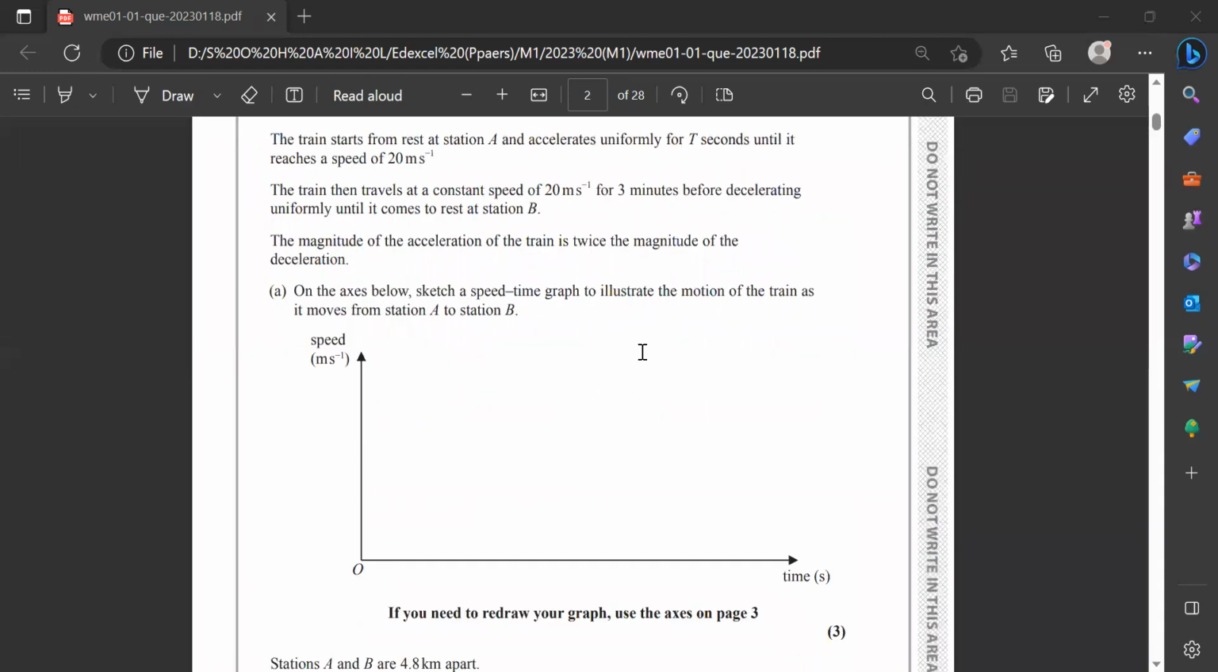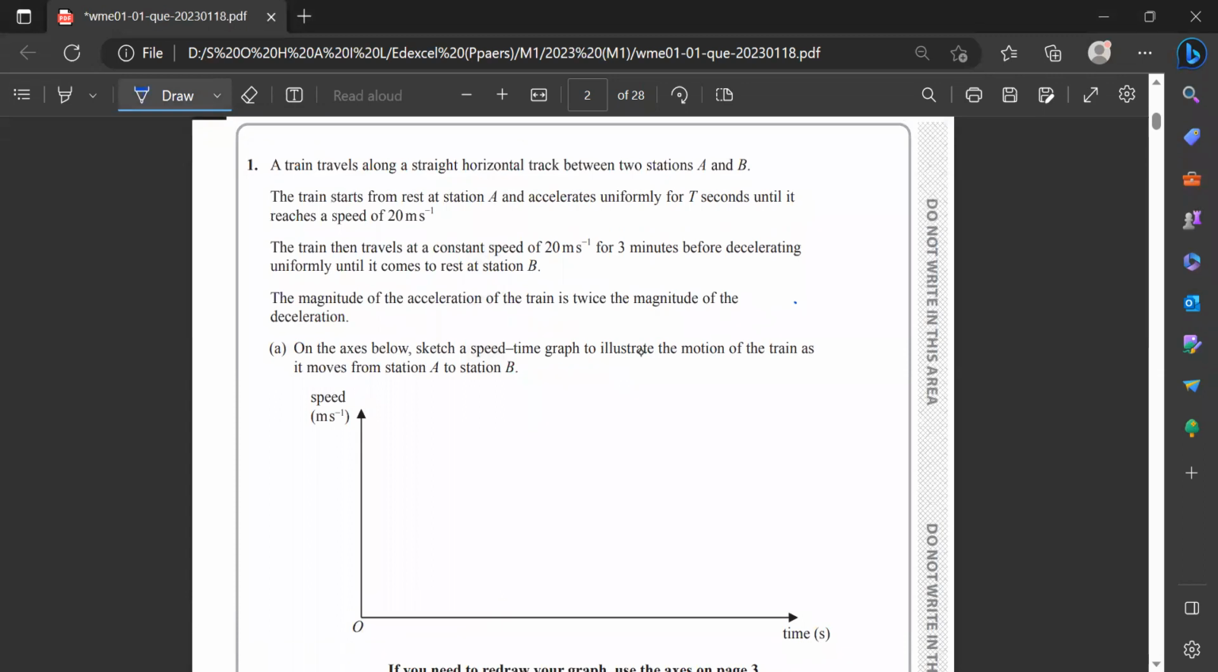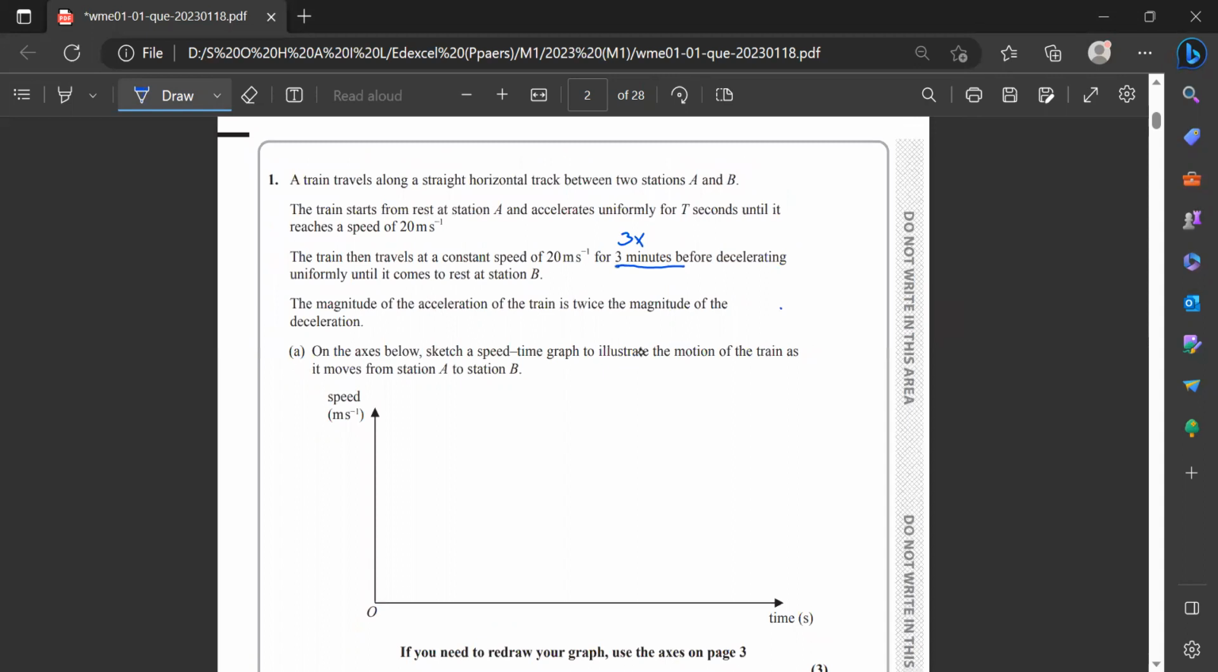So, first, on the vertical axis, this is meters per second. On the horizontal axis, this is time in seconds. Important things you'll have to mark here: 3 minutes. Change this 3 minutes to seconds. So, 3 multiplied by 60, 180 seconds. Another important point, the magnitude of the acceleration is twice the magnitude of the deceleration.